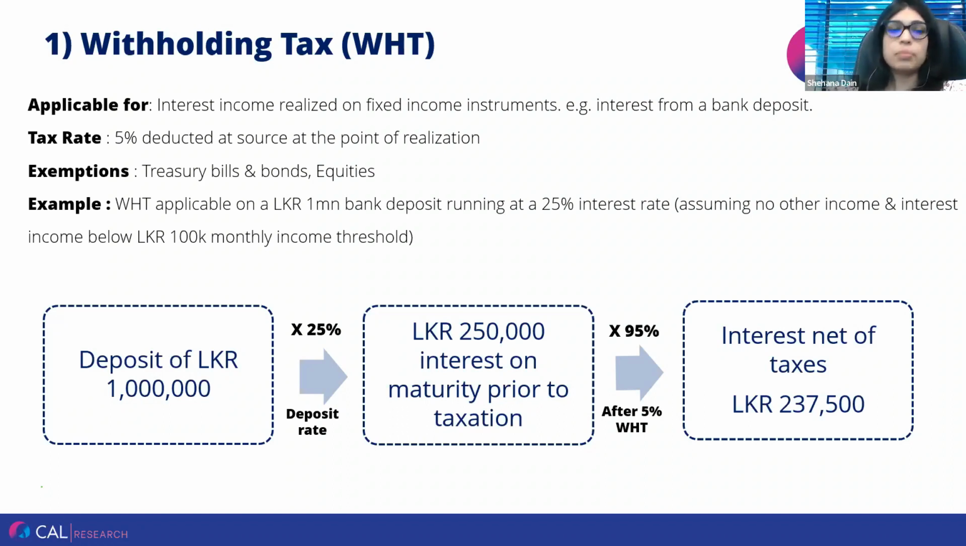If you look at a very simple example, you're depositing 1 million rupees. If we assume that the bank will pay you 25% for this particular deposit for 1 year, that means you will end up earning around 250,000 rupees as interest on maturity prior to the tax. And the result, when the WHT is applied, that means net of taxes, your take home will be 237,500. Next slide, please.